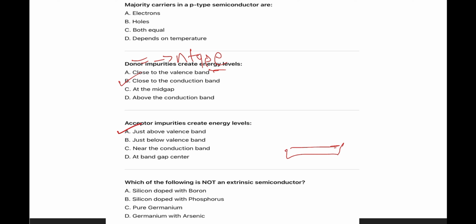Next question: which of the following is not an extrinsic semiconductor? Option A, silicon which is doped with the boron. Option B, silicon doped with the phosphorus. Option C, pure germanium. Option D, germanium with the arsenic. We know that these three cases they are doped, right? The first silicon is doped with the boron. Then second case, silicon is doped with the phosphorus. And option D is germanium with the arsenic. So the answer they are asking for, which is not an extrinsic semiconductor, is the one in the pure form, that is the intrinsic semiconductor.